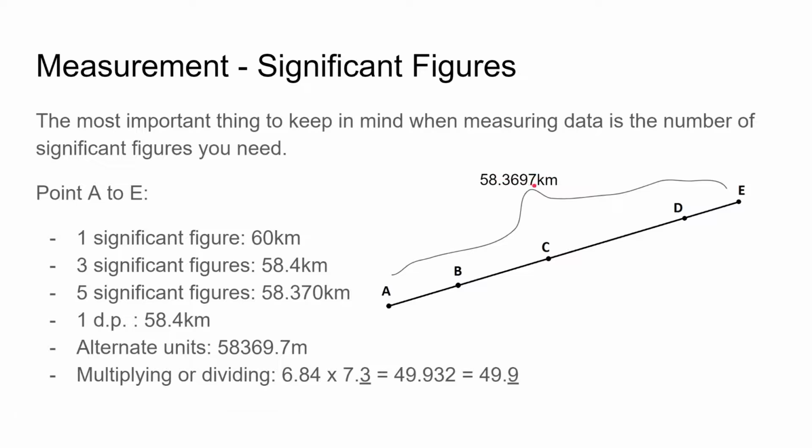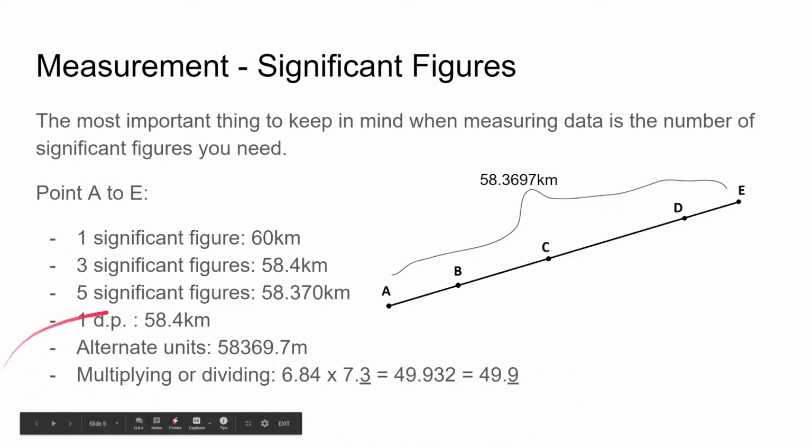So as you can see, 58.3697 kilometers. 1 kilometer is 1,000 meters, which hopefully most of you should know. And so what I do is I multiply this by 1,000. You can either stick it into the calculator if you want, so take this number, multiply it by 1,000. But what I like to do is just shift the decimal point 1, 2, 3 places, because 1,000 is 10 to the power 3. So it becomes 58,369.7 meters. Simple.